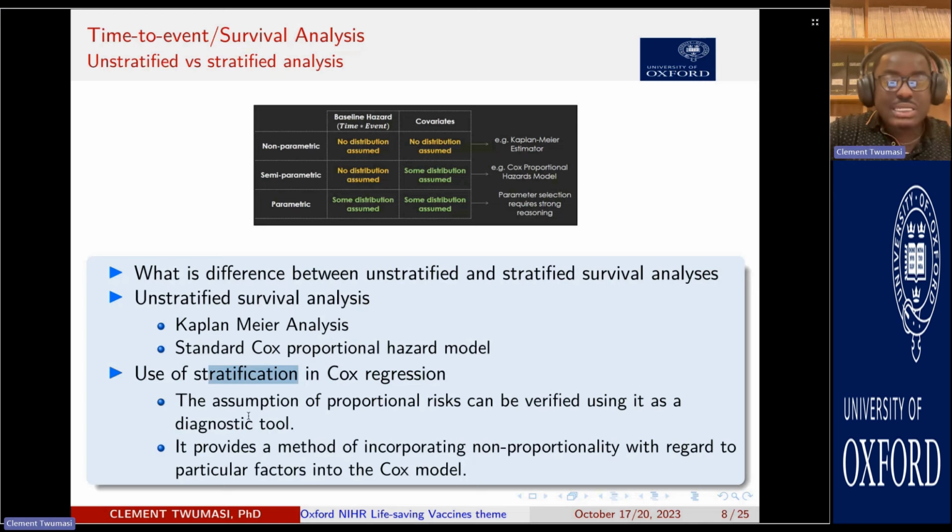So stratification is basically for two things. It could be used to verify whether those proportional hazard assumptions were met, and then in situations where they are not met, we could incorporate this non-proportionality by stratifying the model based on those predictors that did not achieve the constant hazard assumption.